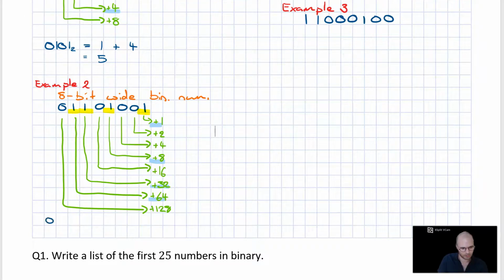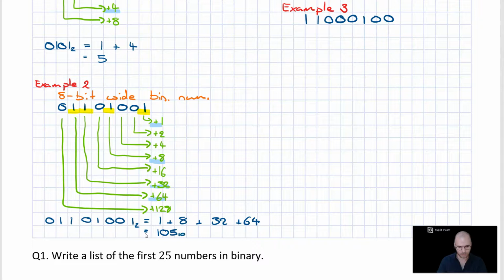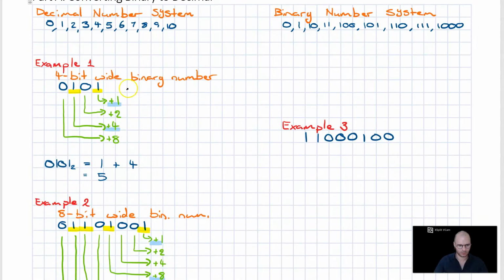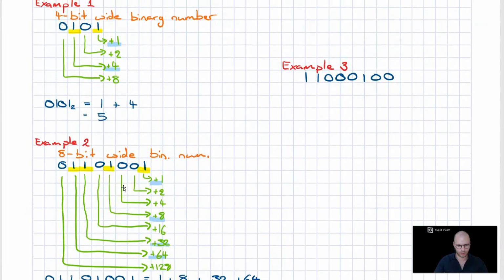Now, time to convert. We have 0, 1, 1, 0, 1, 0, 0, 1, base 2, and it's equivalent to 1 plus 8 plus 32 plus 64. Putting this all in my calculator, this is all going to sum up to be 105 base 10, or decimal. But remember, I don't need that 10 in there. It's implied when we're working in decimal. So that's the first 2 examples of how we can convert binary numbers.